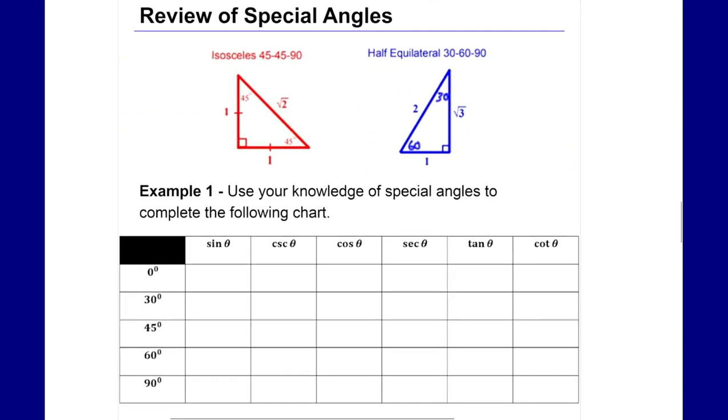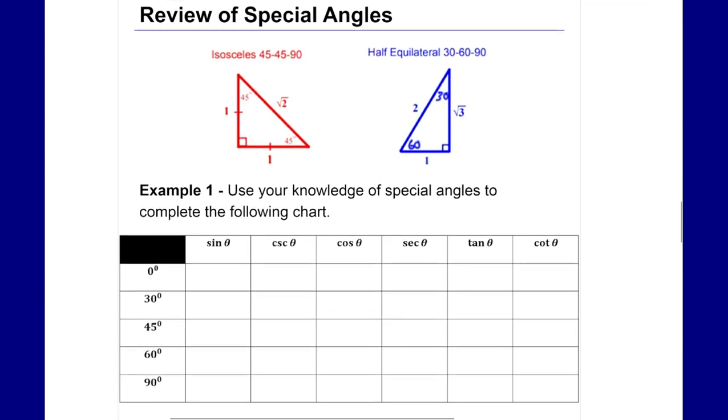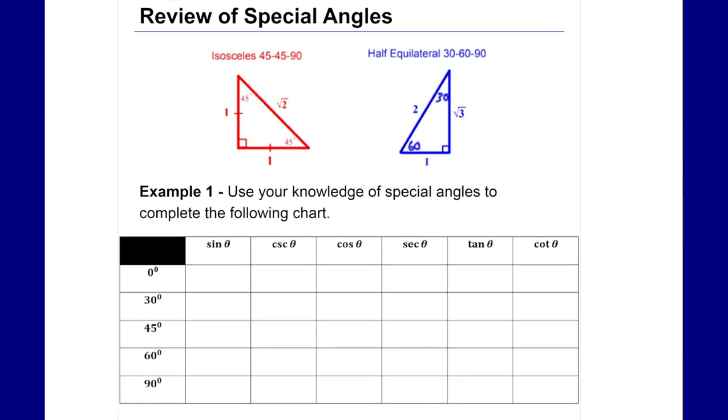So let's do a review and an example all together. Let's review our special angles or special triangles. And we want to use our knowledge of the special triangles to complete the following chart. So we're going to go through and fill out the chart. For 0, sine 0, we have already done this, so I'm going to take this just from the previous one we did.